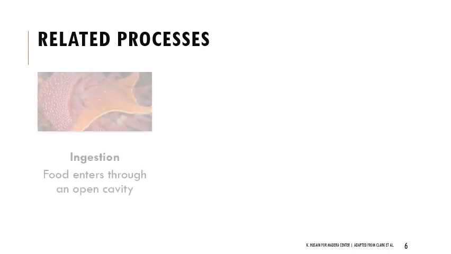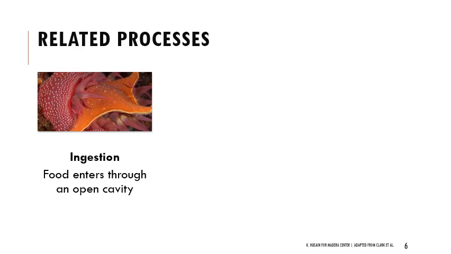So like I mentioned, there are processes that are related to digestion but are not actually digestion. So there's ingestion first, where food gets into our mouths. It gets into that open cavity. And here I say open cavity because in other body plans, like for example this sea anemone, there's only one opening for food coming in and waste coming out. So that's just a different body plan. So we say ingestion through an open cavity.